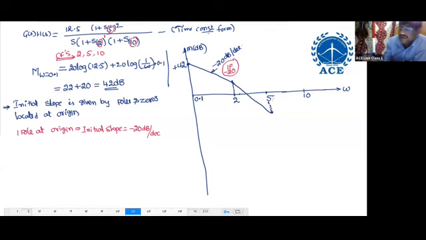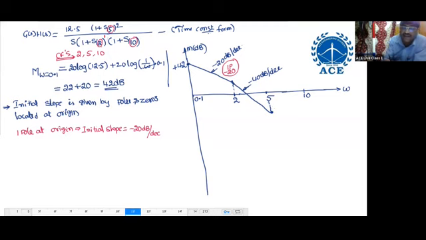Up to 5 you draw a line. So this is minus 40 dB per decade. Just addition only, nothing else. Minus 20, minus 20, just addition. Whatever the slope is coming at a corner frequency, that is added to the previous line. So here one pole: minus 20, minus 20, minus 40. Draw a line up to 5.